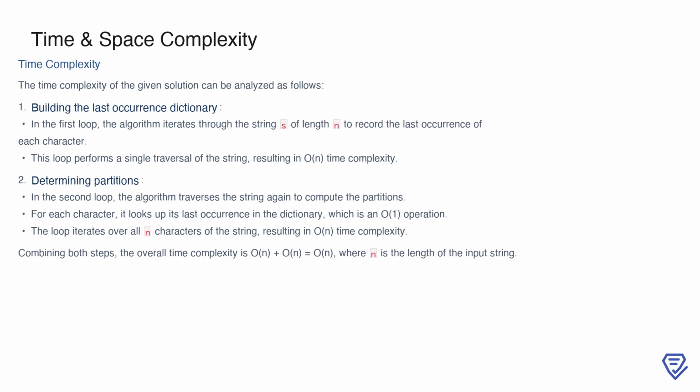Next, we compute the partitions by traversing the string again. For each character, we perform a constant time lookup in the dictionary to retrieve its last occurrence, and since this lookup happens for all n characters, this step is also O(n). When we combine these two steps, the total time complexity becomes n plus n, which simplifies to O(n). This linear time complexity is highly efficient given the input size.